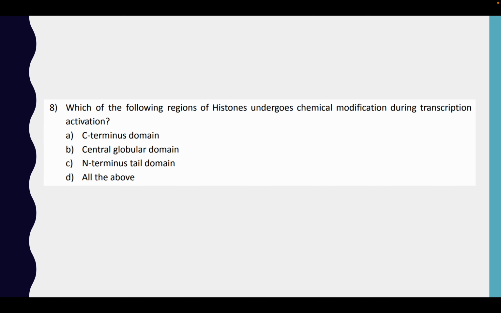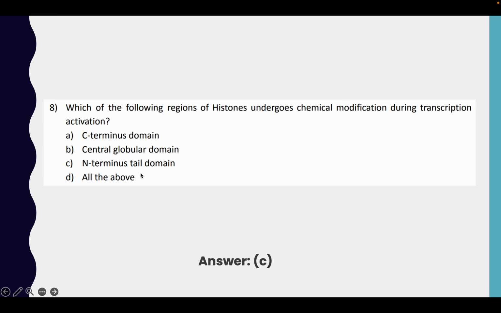So histone modifications, which we already discussed, consist of acetylation and methylation. They primarily occur on the flexible N-terminal tail domain, which protrudes from the nucleosome core. They significantly impact the chromatin structure and gene expression regulation. So the region that undergoes chemical modification during transcription activation is the N terminus tail domain.